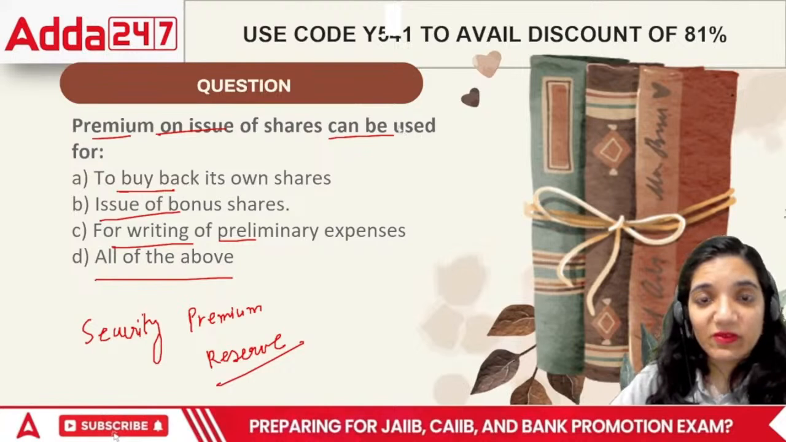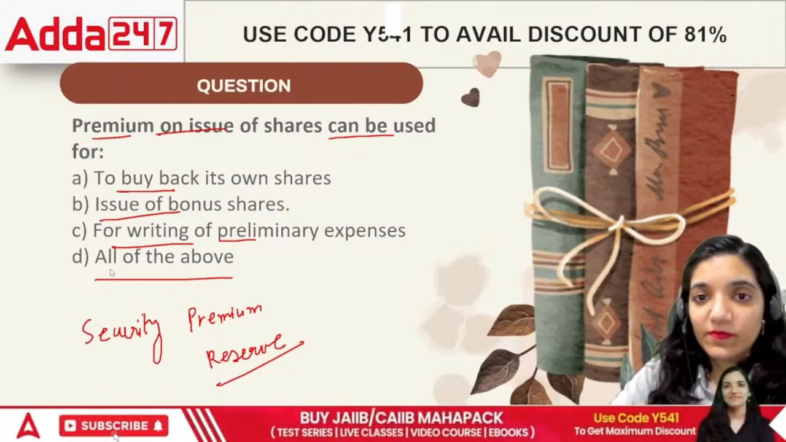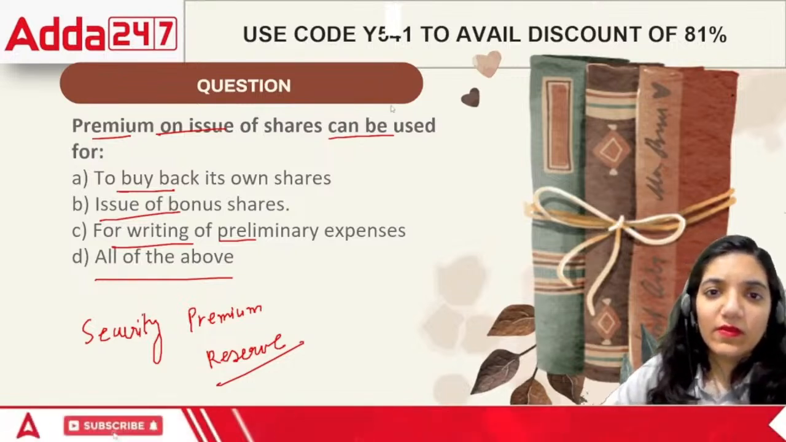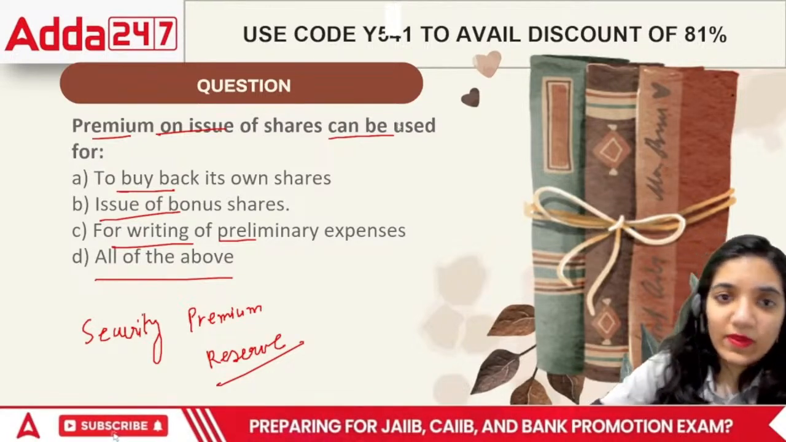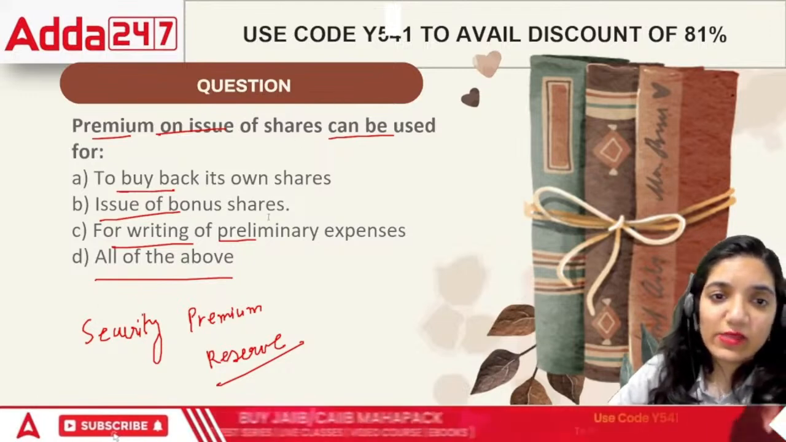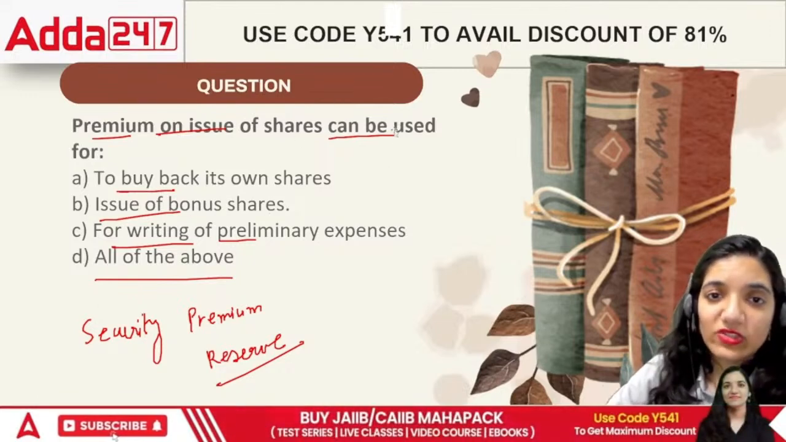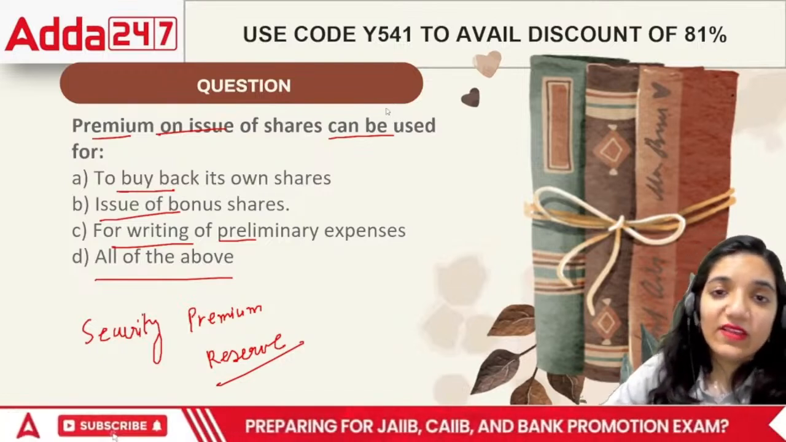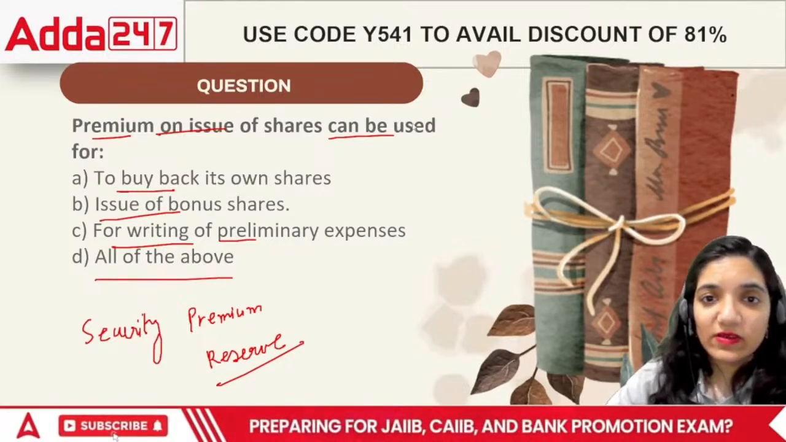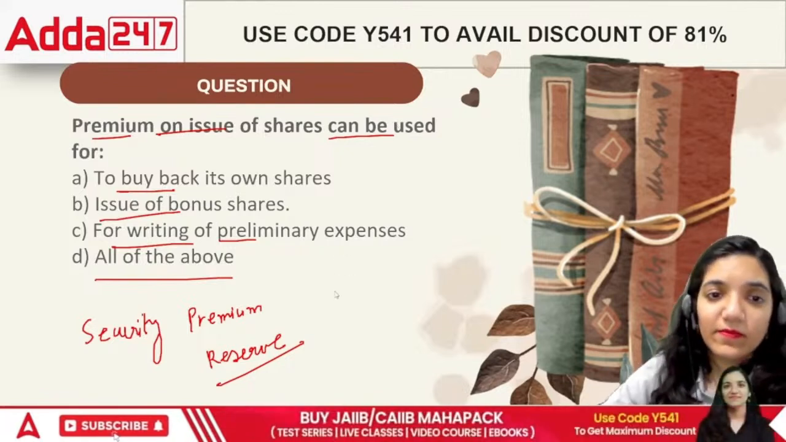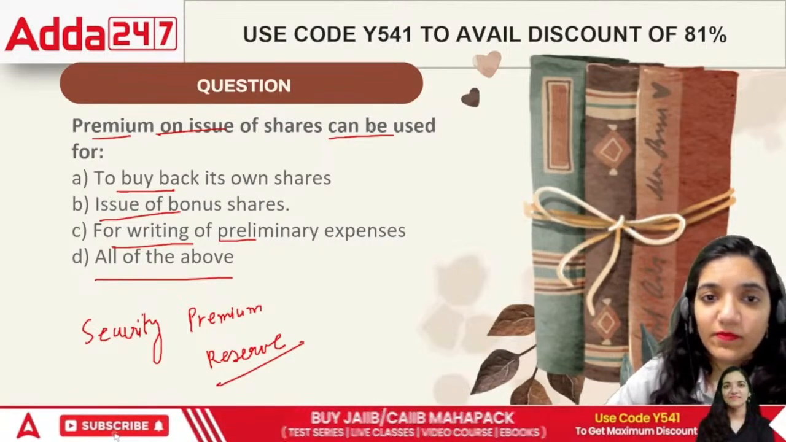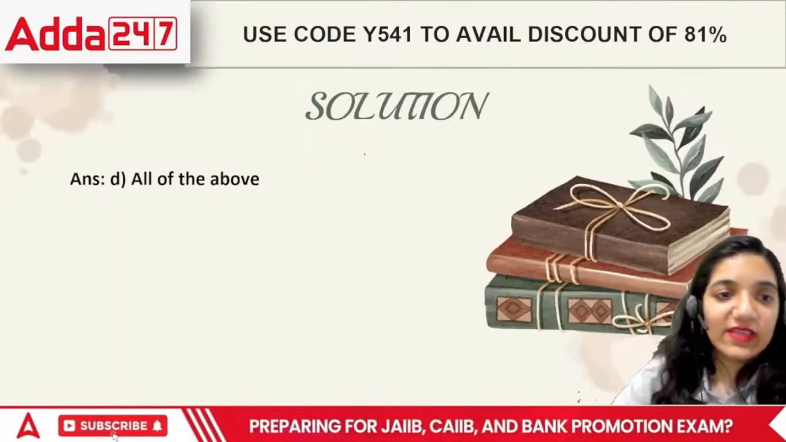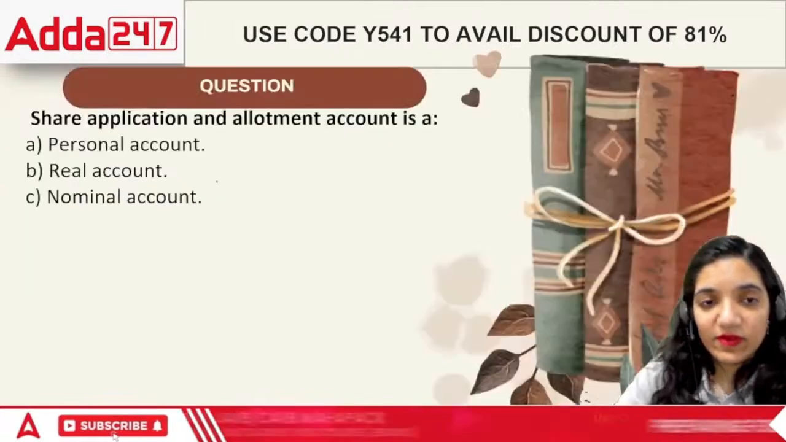What are those purposes, everyone? The purpose would be in case of buyback, in case of issuing bonus shares, right? It can be there in terms of preliminary expenses. These are all a part of this. So in this case, what would be the correct answer? The correct answer is all of the above.